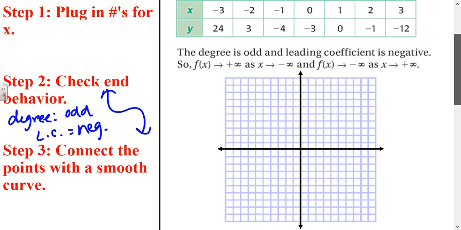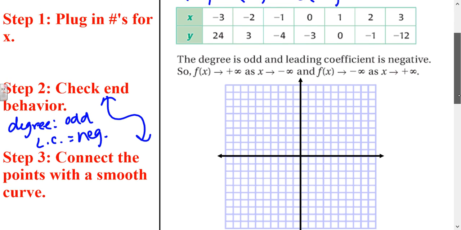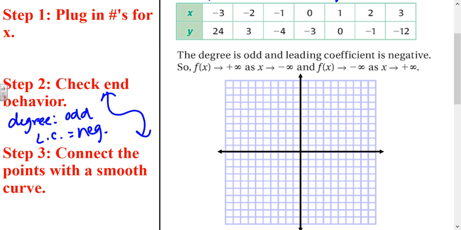So let's go back up so we can see our points. I can't graph -324 on here, so I'm just going to leave that. But I know it's going to go way up high. Then I have the point -2, +3. And then I have the point -1, -4. And then I have 0, -3. And then I have 1, 0. 2, -1. And then 3, -12 would be down there.